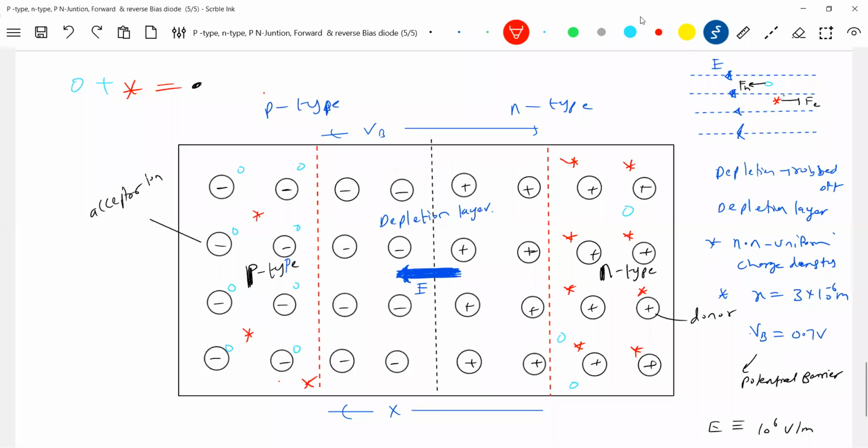I'll show by red color. They'll be captured here, and the moment it enters here, it will undergo recombination. Similarly, a most energetic hole will move this one. No, not all.